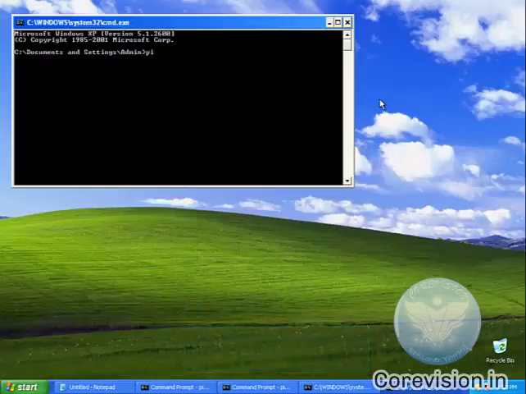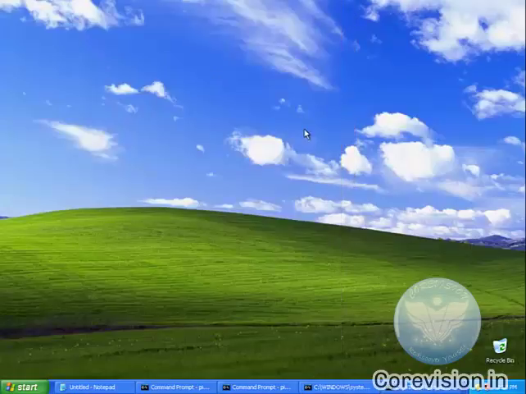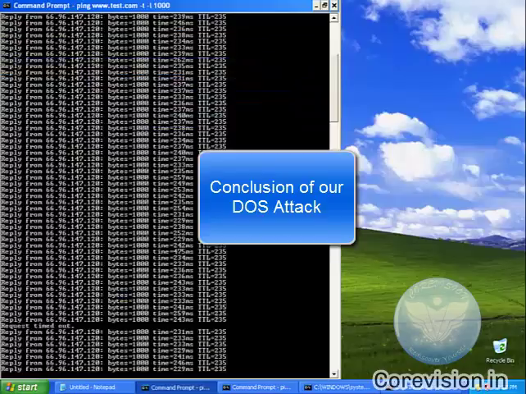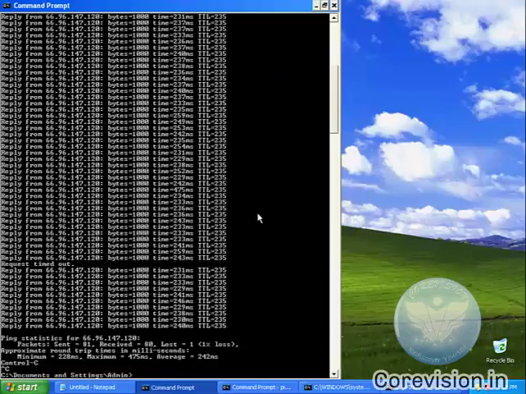Do that again. ping test -t -l 1000. Do this as many times as you can. Now let us see what is the difference and what we have acquired. I'm pressing Ctrl C to stop this command.